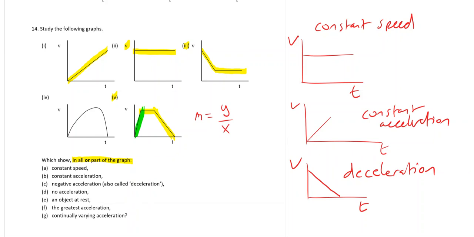Continuously varying acceleration. So if the acceleration changes every second, so 1 second it's accelerating by, let's say, 5 meters per second, then the next is 7, then it's 13, then it's 20, and it is not a constant. That would not give you a straight line. We're looking for a curved line, and of course we only have one graph with a curved line, our graph 5.